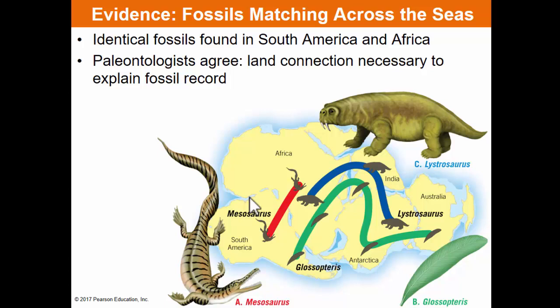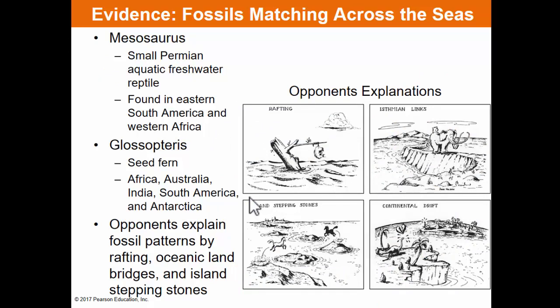Of course, Wegener explained it through continental drift. The Mesosaurus was a small aquatic freshwater reptile found in eastern South America and western Africa. We had the fern in Africa, Australia, India, South America, and Antarctica. For these fossils, opponents of this theory provided different solutions. Perhaps those creatures rafted from one continent to the other, or perhaps there were literally land bridges from one continent to the other, or there were islands and the creatures were able to use those islands as stepping stones.